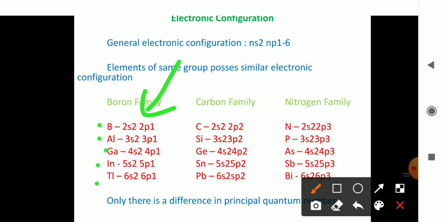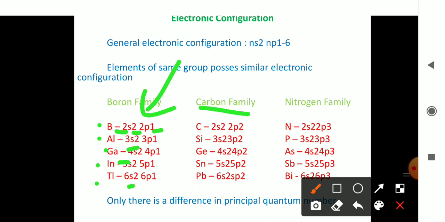Now look at their electronic configuration. Boron's electronic configuration is 2s2 2p1. Aluminium's electronic configuration is 3s2 3p1. So the number of electrons present in the s orbital and in the p orbital is the same for all the elements, but what is the difference? The n value is different. Here 2, 3, 4, 5, 6. So that is given here. The elements of the same group will possess similar outer electronic configuration. Only there is a change in the value of n, which means there is a change in the principal quantum number value.